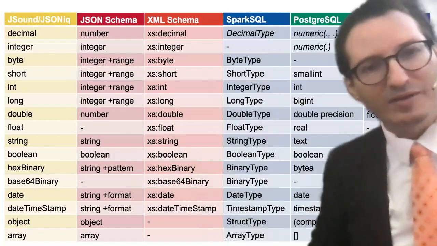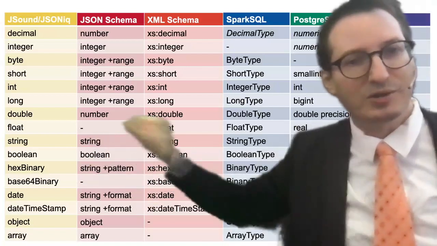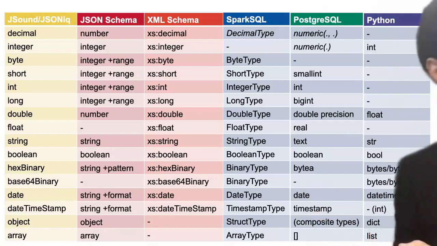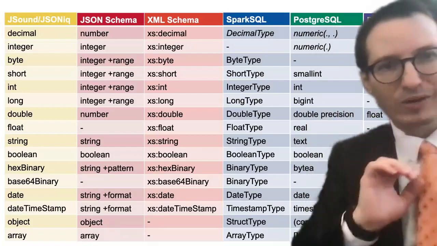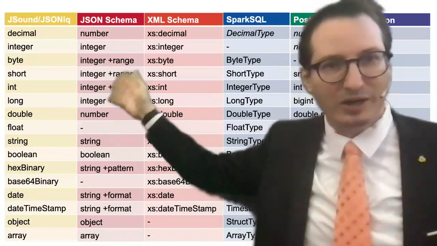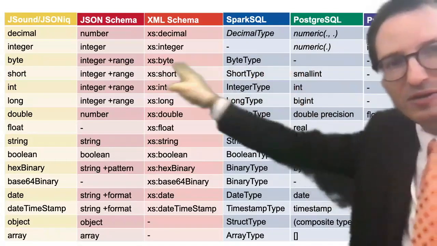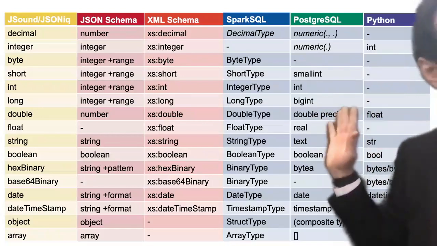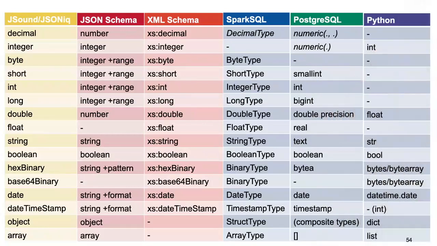The other thing you notice is that sometimes you don't. For example, there is no float in JSON Schema. That doesn't exist. Base 64 doesn't exist in here, doesn't exist in there, and so on. So it's not perfect. And the other thing that you notice is that it's not always one-on-one. For example, byte, short, int, long, there's no distinction really in JSON Schema. In PostgreSQL, there is nothing for this one. In Python, they don't even exist. You just have int and that's it, right? Int for actually any integer, and you don't have any distinctions.